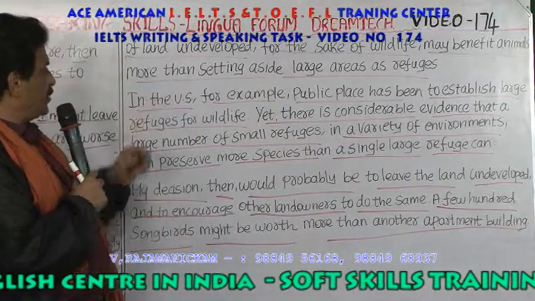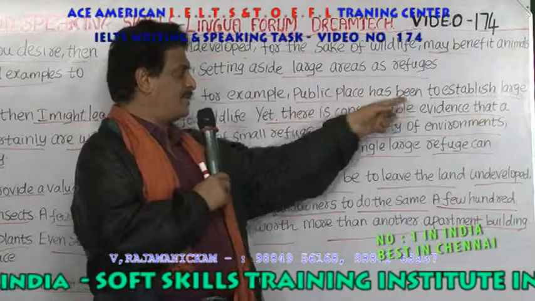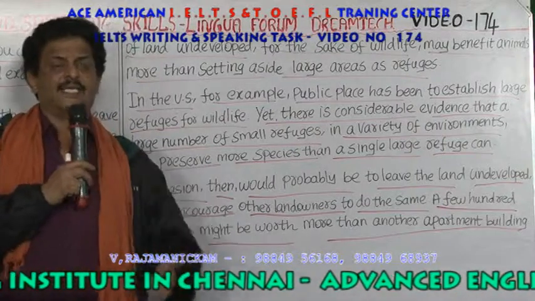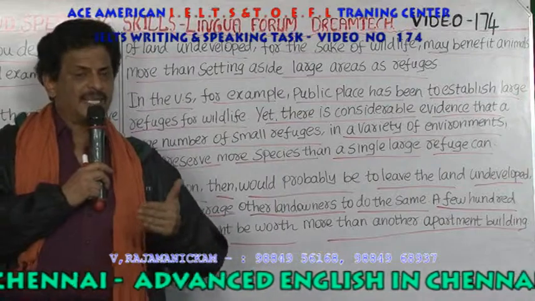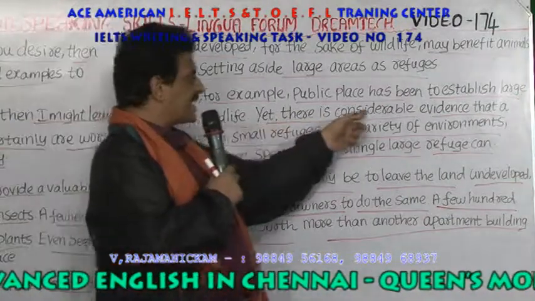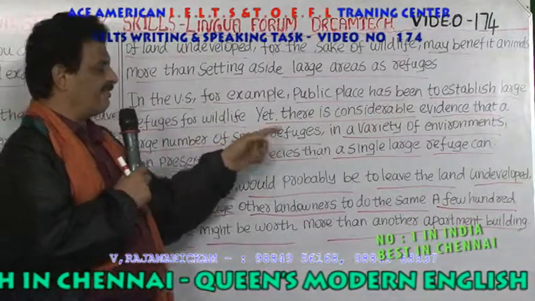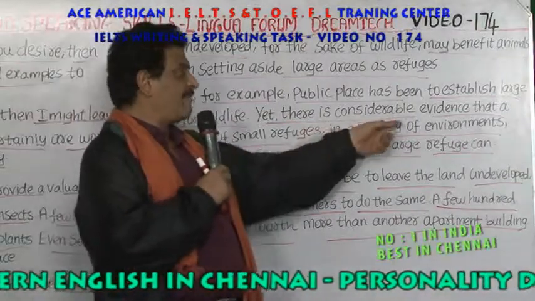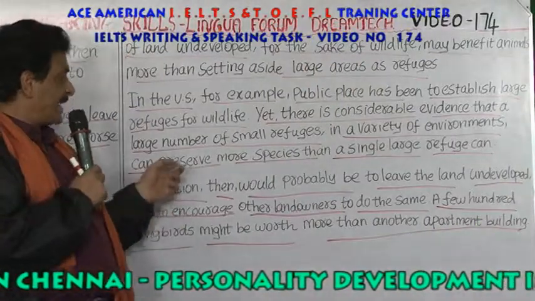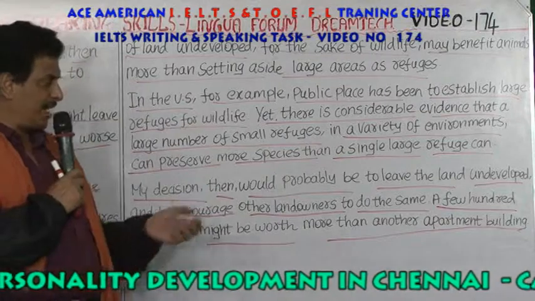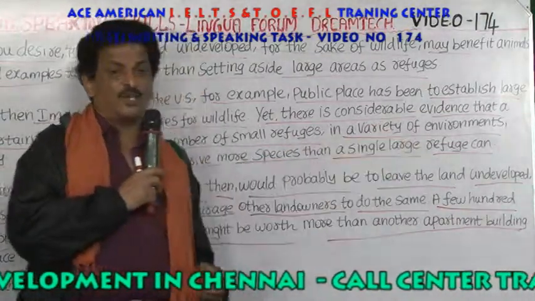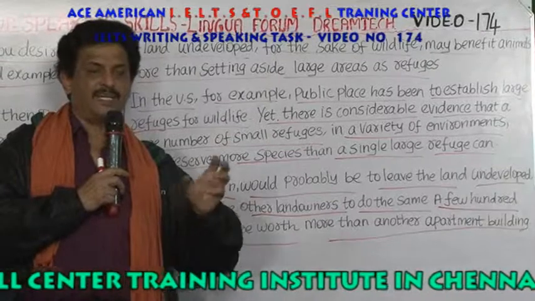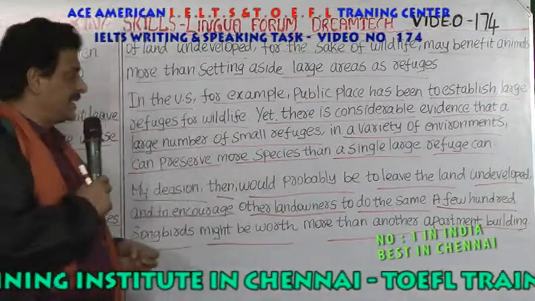In the U.S., for example, public policy has been to establish large refuges for wildlife. Yet there is considerable evidence that a large number of small refuges, in a variety of environments, can preserve more species than a single large refuge can. ஒரு மிகப்பெரிய வனவிலங்கு சரணாலயம் இருப்பதை விட சிறு சிறு இடங்கள் சிறந்தது என்று கட்டுரையாளர் சொல்கிறார்.